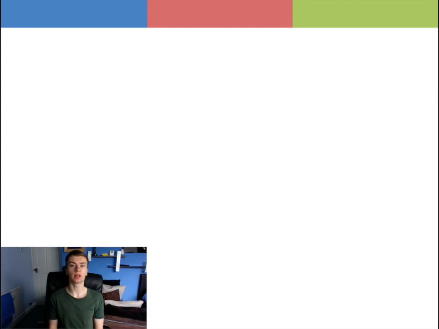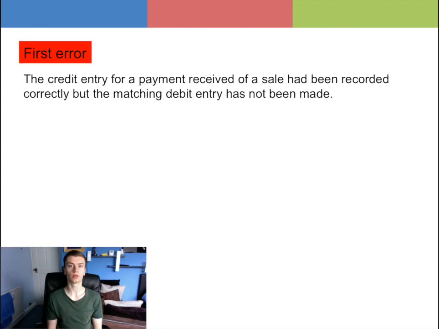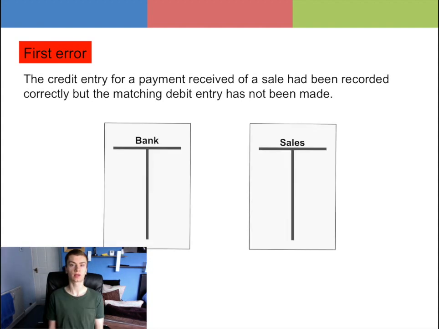Then a few days later, 2 errors were discovered. The first error was a credit entry for a £175 payment received of a sale had been recorded correctly, but the matching debit entry has not been made. Firstly, you should identify the 2 accounts that the transaction affects, and they are the bank account and sales account. Then you should identify what account has a debit entry and what account has a credit entry. In this case, the bank account would have a debit entry and the sales account would have a credit entry.